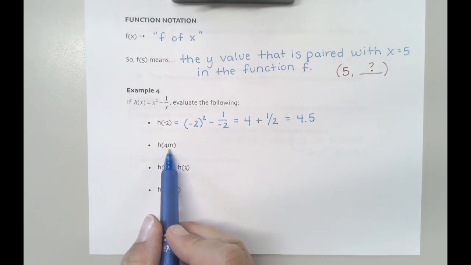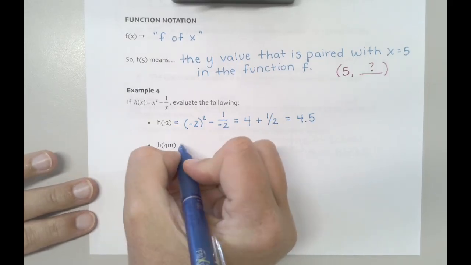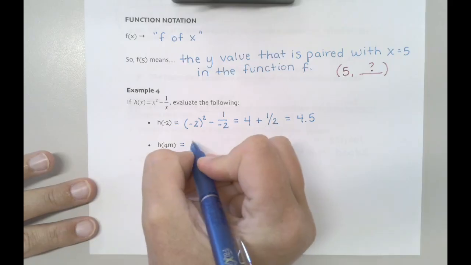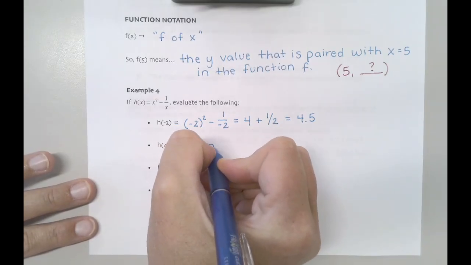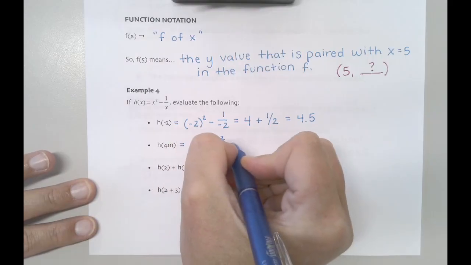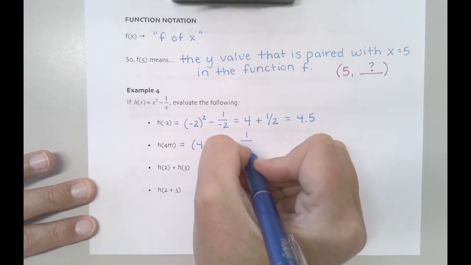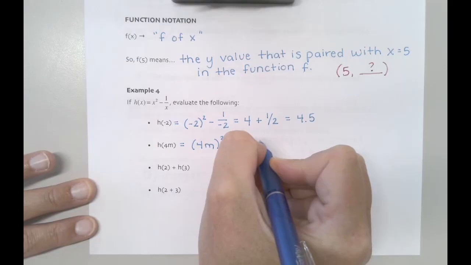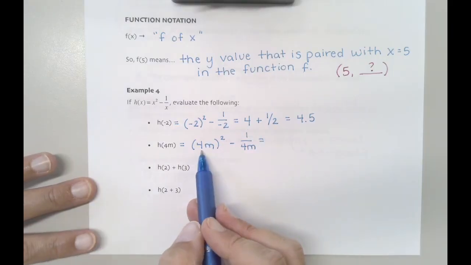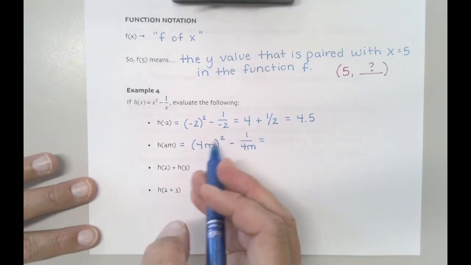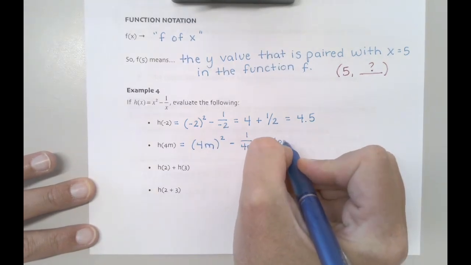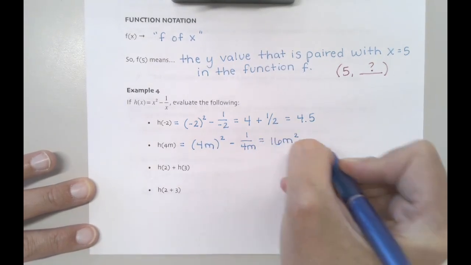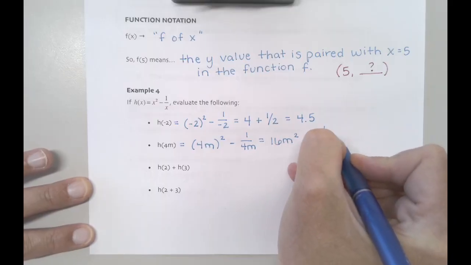Sometimes I make you plug in really weird things. Sometimes I make you plug in things like 4m, right? So that just means replace the x with a 4m. And there's not a whole lot of simplifying we can do here. We can say (4m) squared is like 16 m squared. And then minus 1 over 4m.